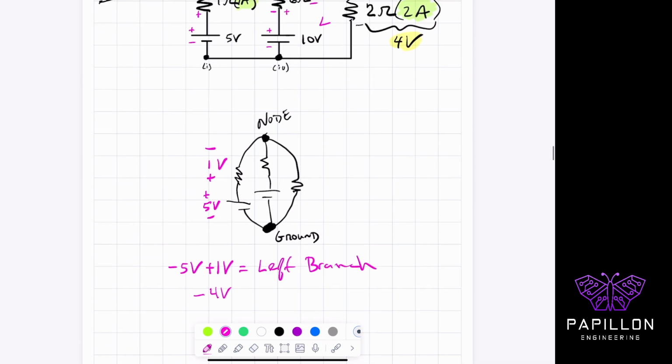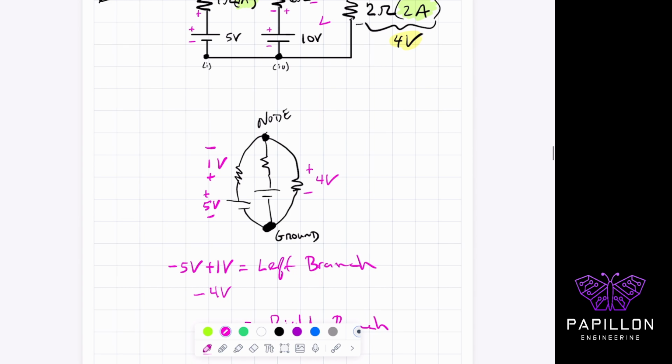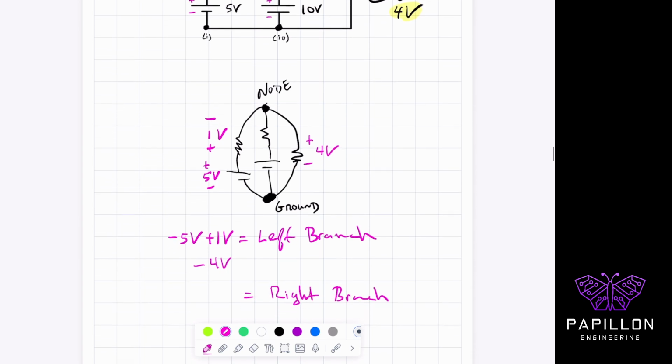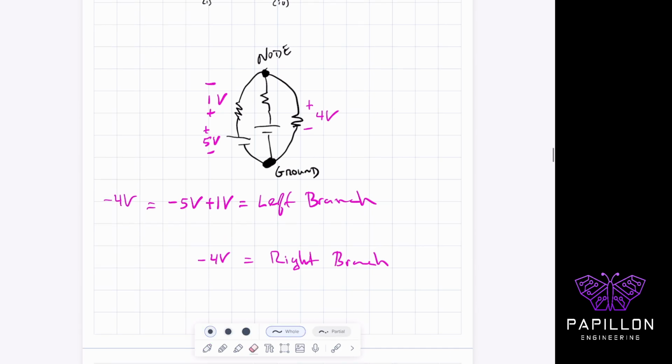Now let's look at the far right branch. Remember we showed before that we have positive 4 volts here, so that equals the right branch. You can see that we get back minus positive 4 volts if we're reading it from the bottom branch. That's interesting. Let me put this over here so it's more legible, and move this here so it's not so disorganized.